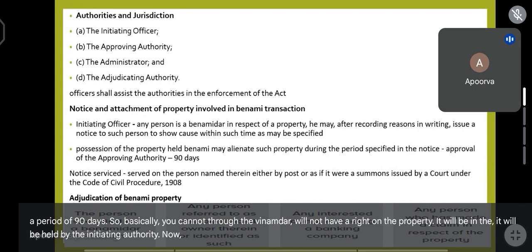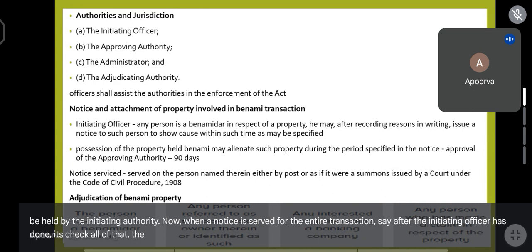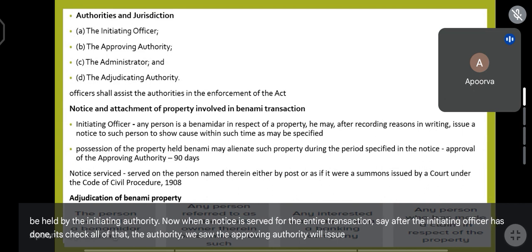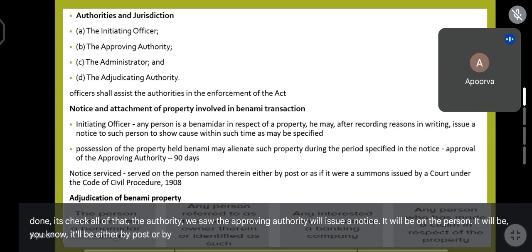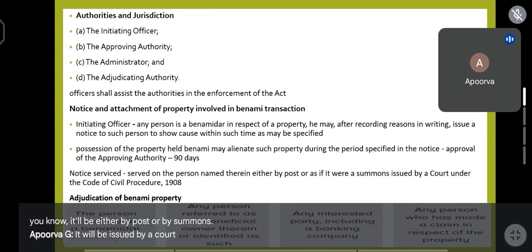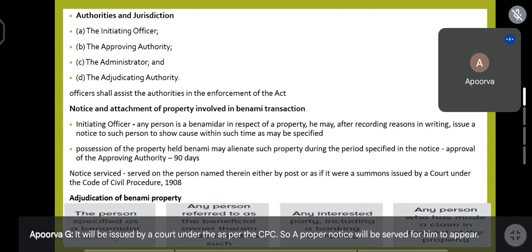Now, when a notice is served for the entire transaction, after the initiating officer has done its check, the approving authority will issue a notice on the person. It will be either by post or by summons, issued by a court as per the CPC. So a proper notice will be served for him to appear before the court.